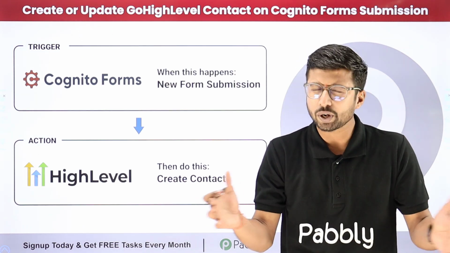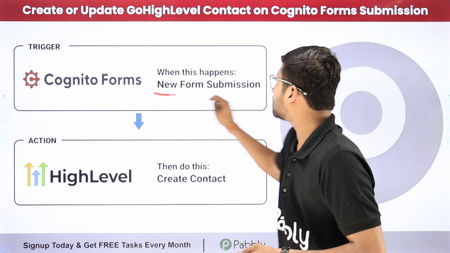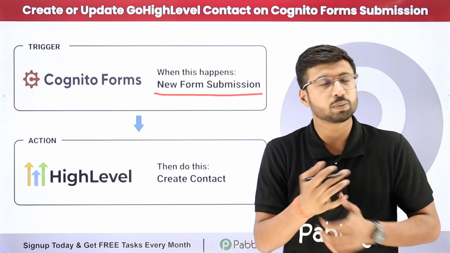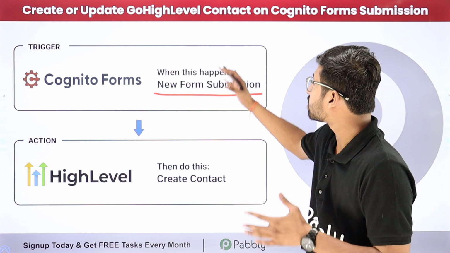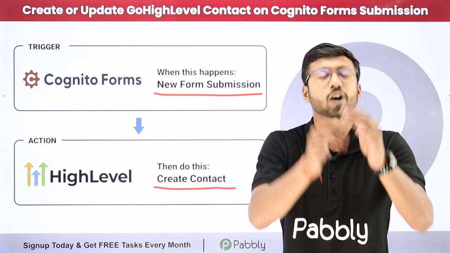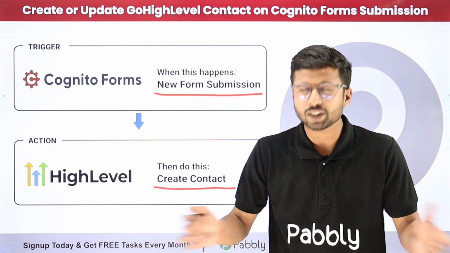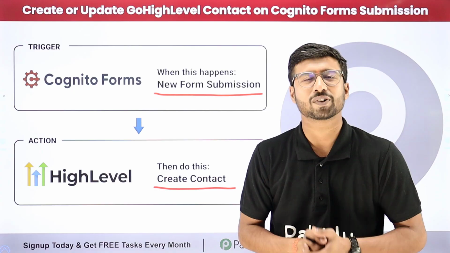So let me tell you, you can completely automate this process. In this automation, as we are going to receive a new form submission in Cognito Forms, automatically with the same details, we are going to add this person as a contact in GoHighLevel. Now, if you want to learn how you can set up this complete automation all by yourself, for that, you just have to come with me to my screen.